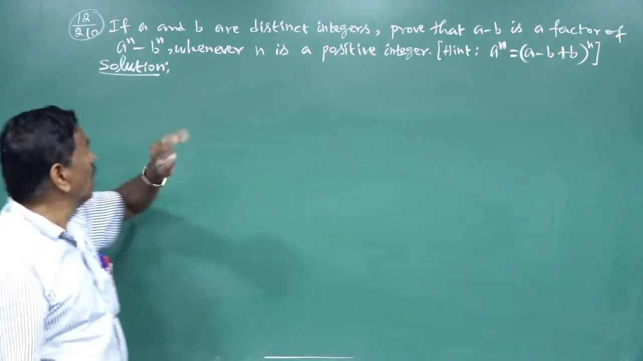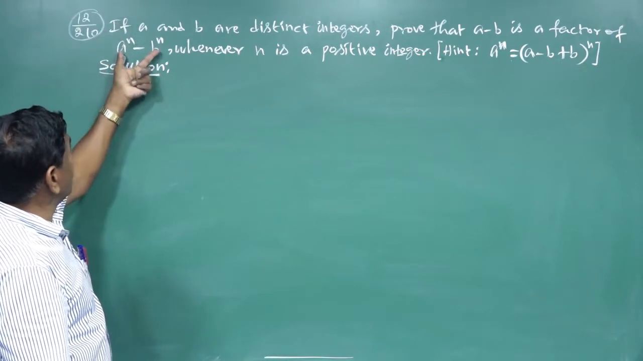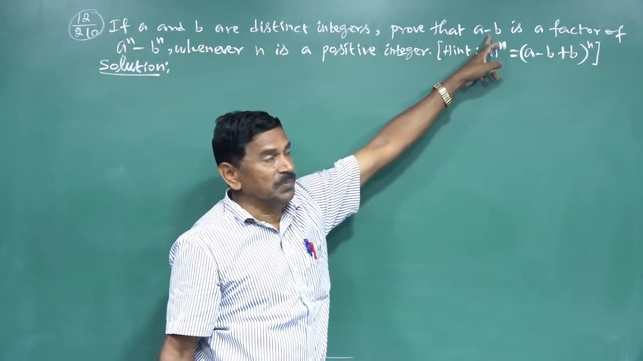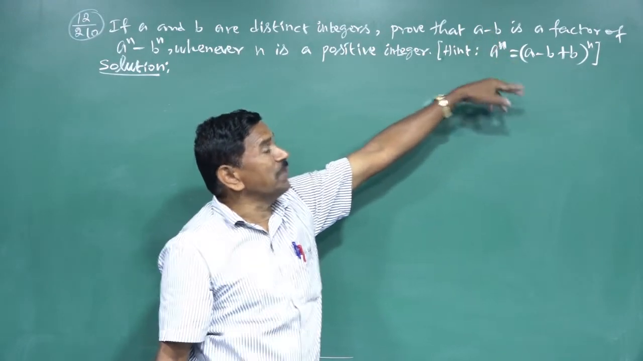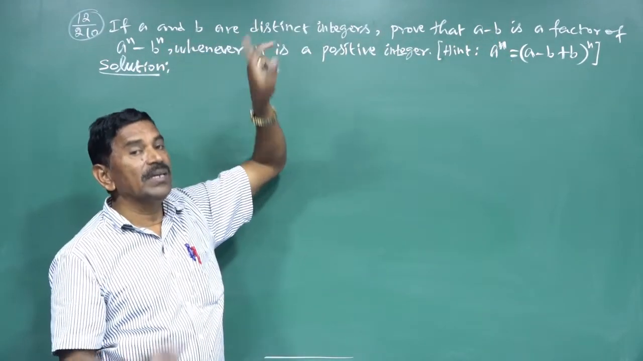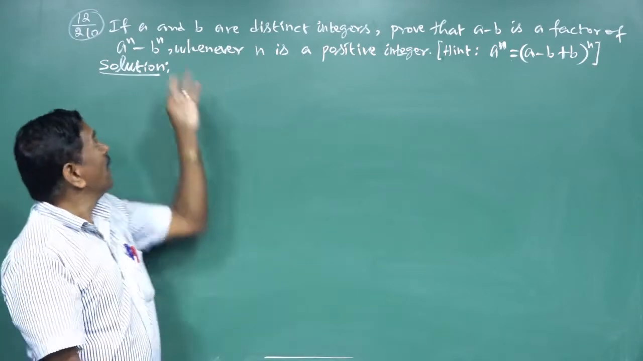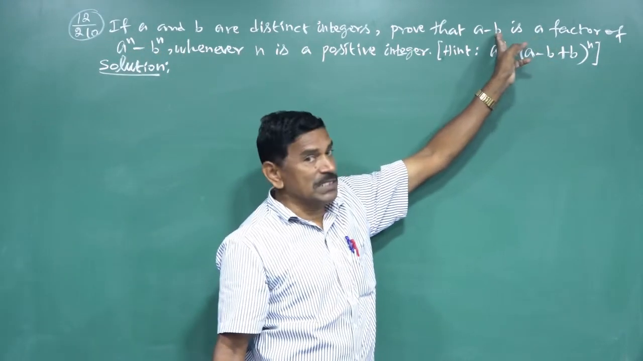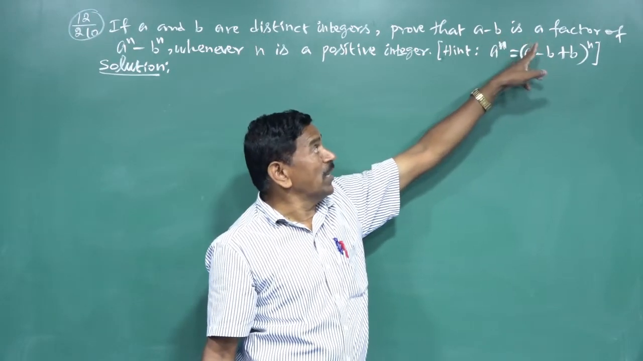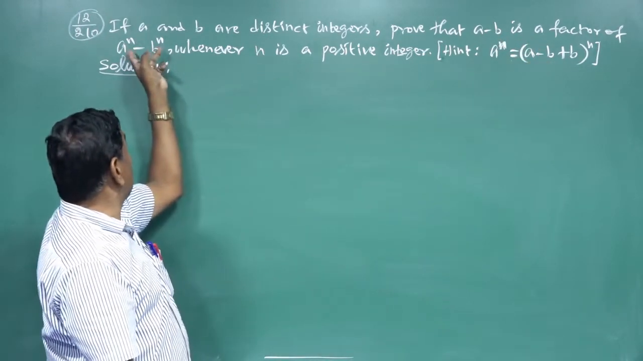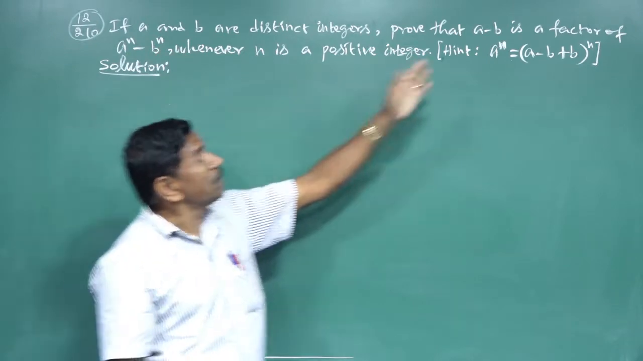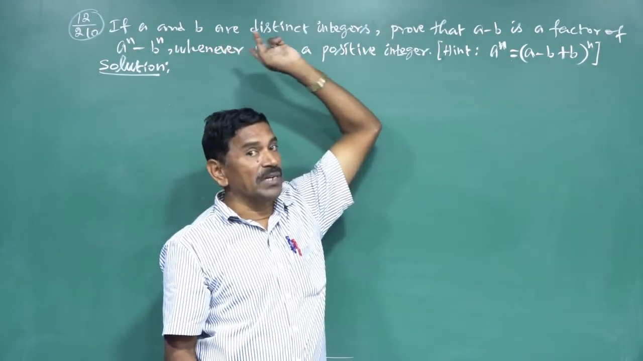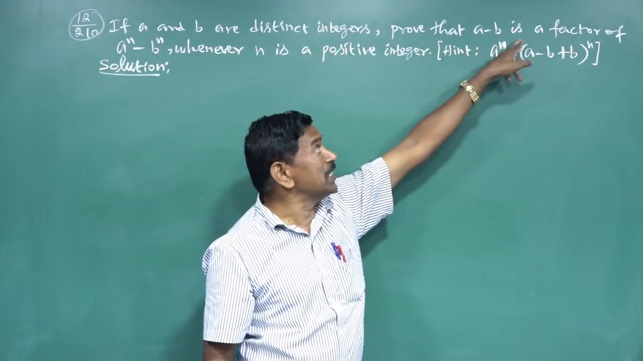Now we want to prove a power n minus b power n is divisible by a minus b. To prove a minus b is a factor of a power n minus b power n, it is enough to prove a power n minus b power n is a multiple of a minus b.